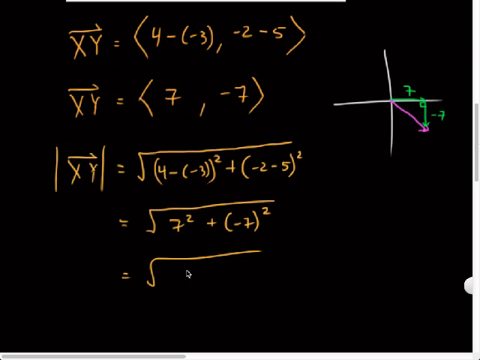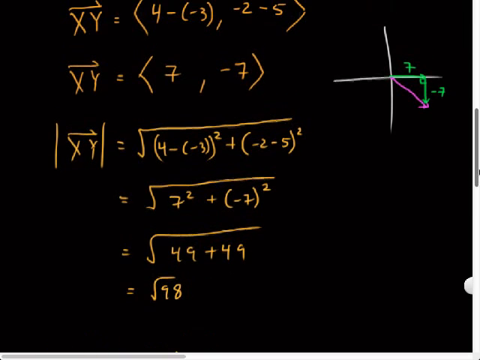So let's see, this is going to be the square root of 49 plus 49, which is, I believe, the square root of 98. Which, of course, you guys would not leave that way. You'd be like, that's the same as the square root of 49 times 2, friend. Or square root of 2. So that is going to be 7 rad 2.